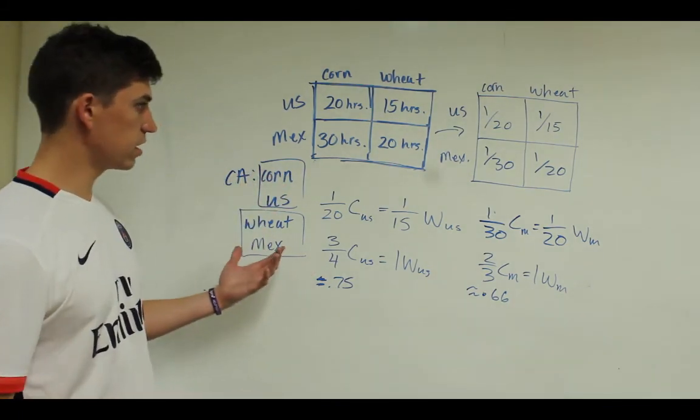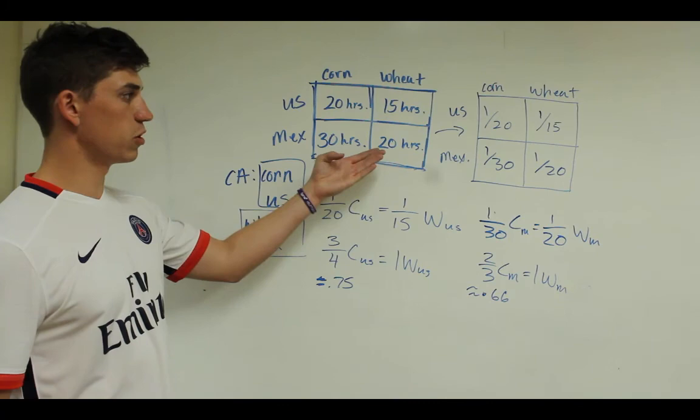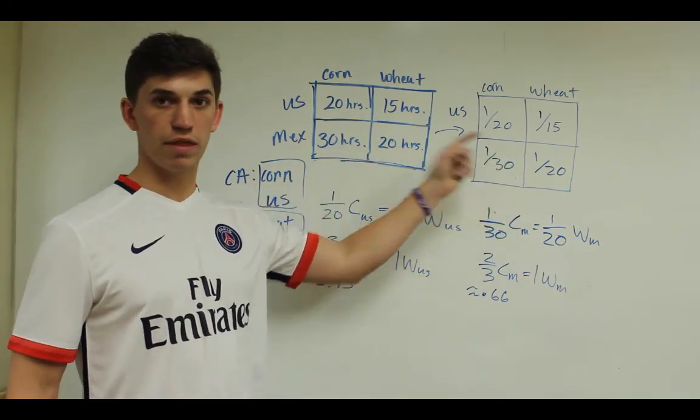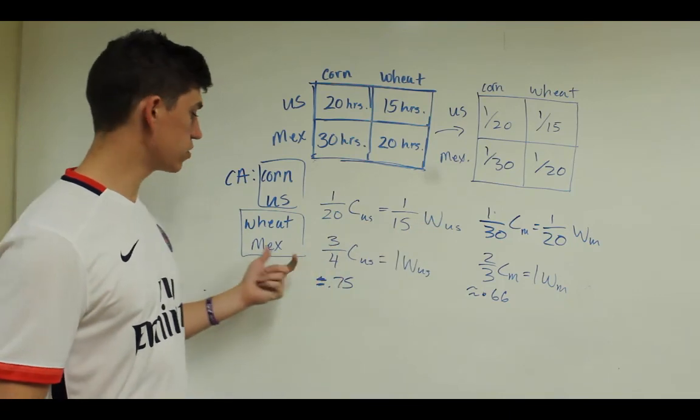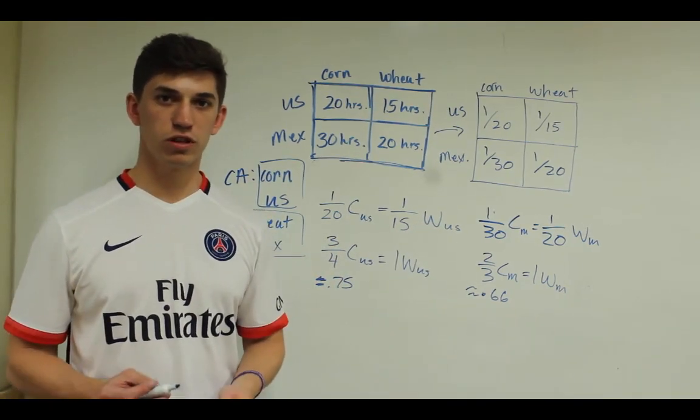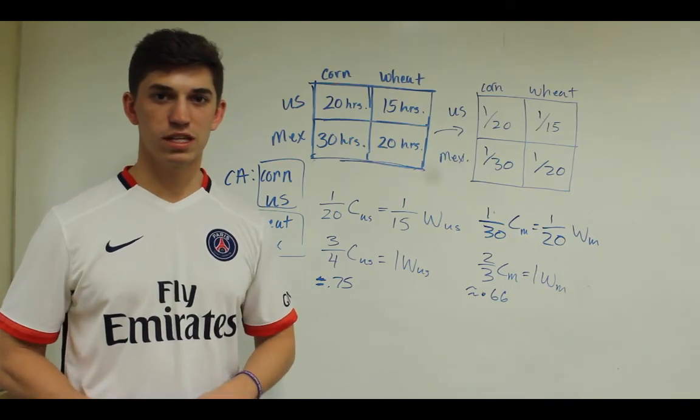The idea is that when you have these hours, it makes the most sense, I think, to convert to units per hour rather than hours to decide who has the comparative advantage in what. So hopefully that was helpful. If you have any more questions, come into the Econ Tutoring Center.